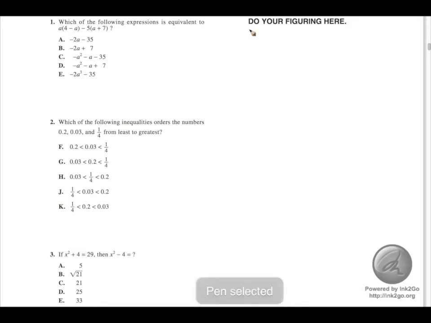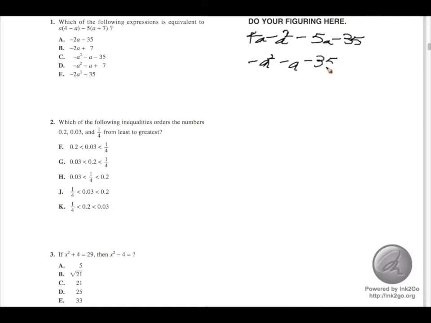And so we have 4a minus a squared minus 5a minus 35, and we see that there are two like terms we can combine here, the 4a and the negative 5a, which combine to become minus a minus 35, and this matches up with answer choice C.